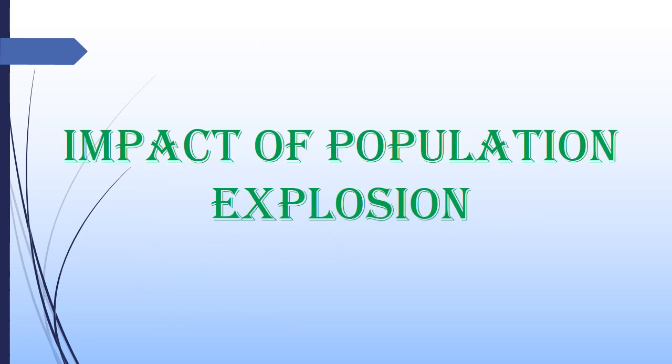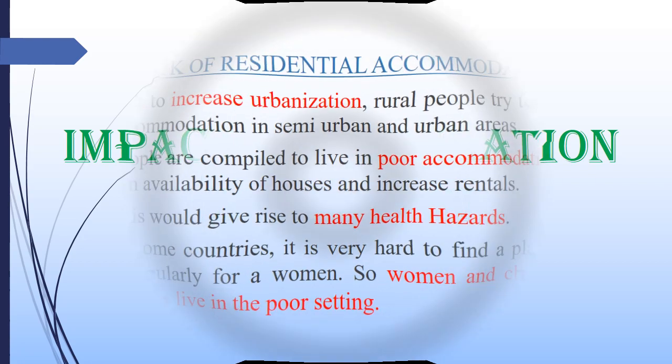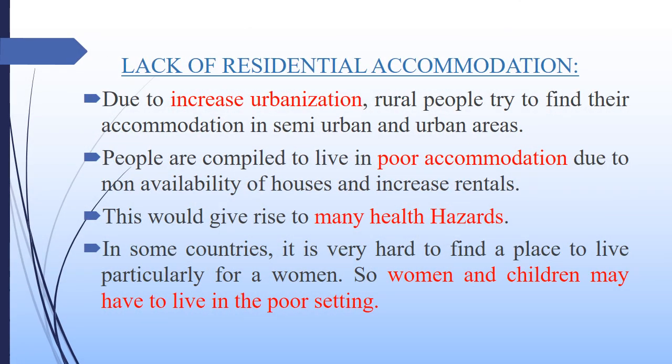Next we will see the impact of population explosion. What will be the complications, or the results, of overpopulation? What are all the side effects? First one is lack of residential accommodation. Due to increased urbanization we have poor accommodation, and this gives rise to many health hazards. Health issues also rise. In some countries it is very hard to find a place to live, particularly for women. Women and children may be risk populations, and they get poor settings to live in. So this is the first result of population explosion.